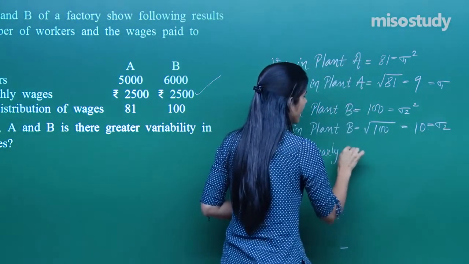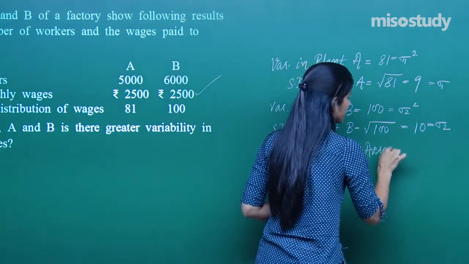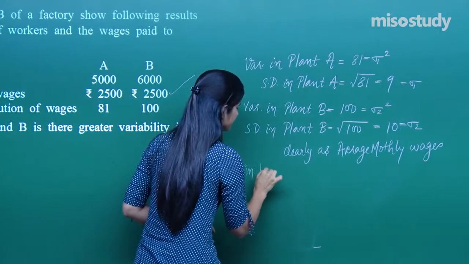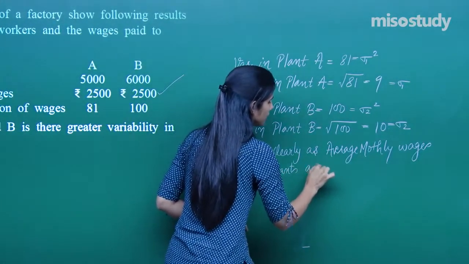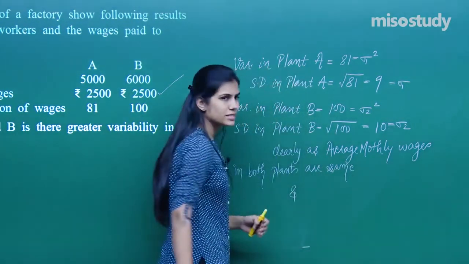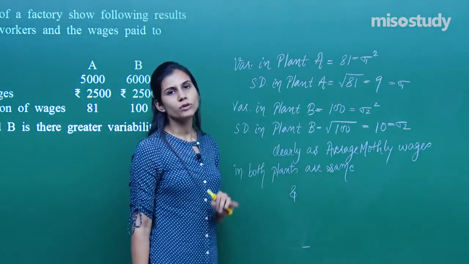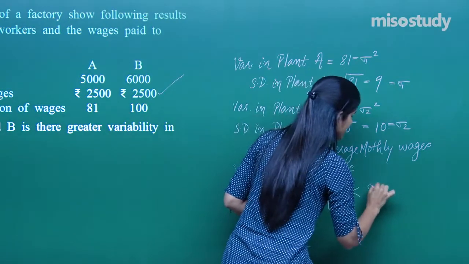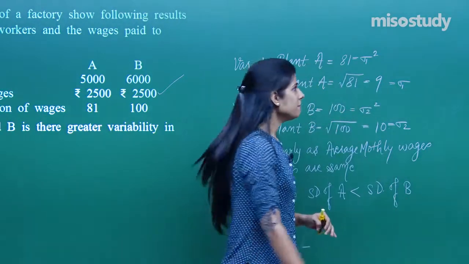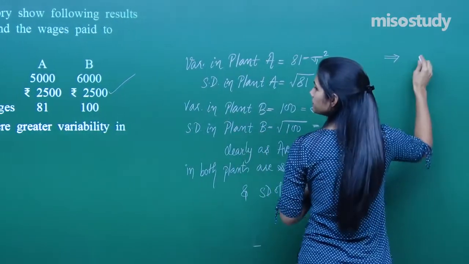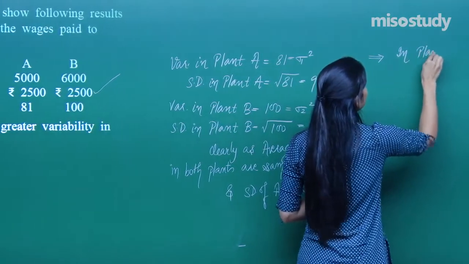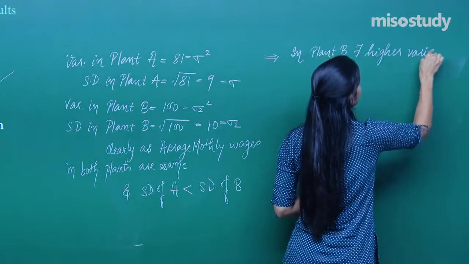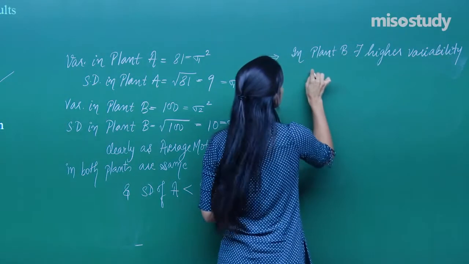Clearly, as average monthly wages in both plants are the same, therefore standard deviation happens to be the sole decider in concluding about variability. And standard deviation of plant A clearly is strictly less than standard deviation of plant B. This implies what? Plant B. In plant B, there exists higher variability in individual wages.